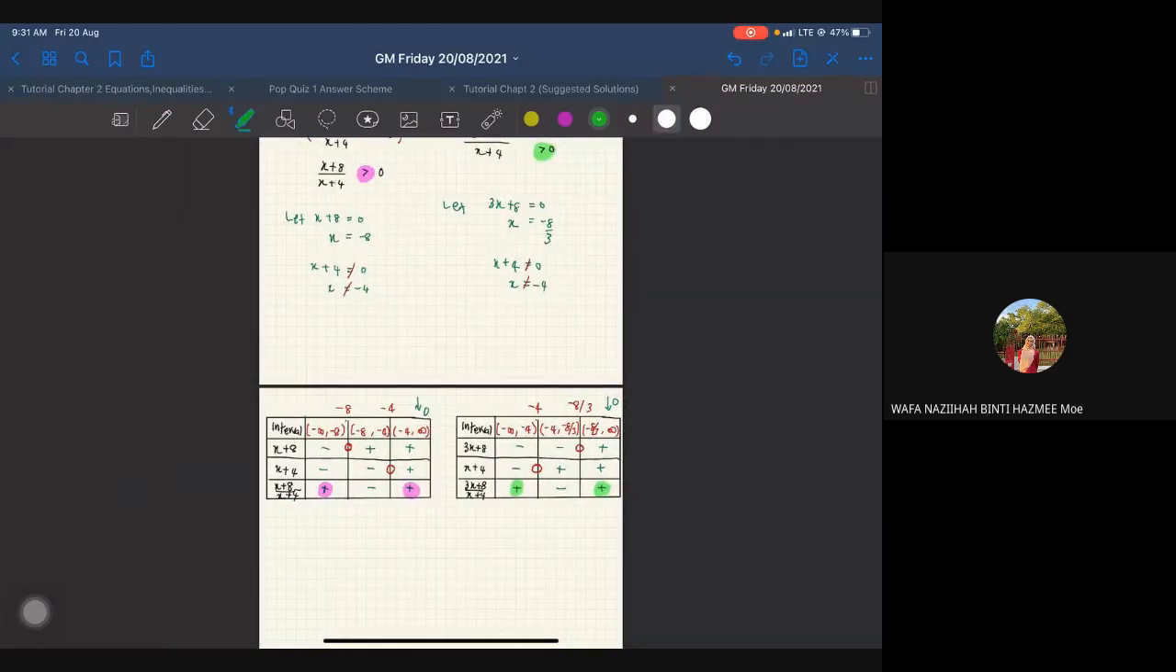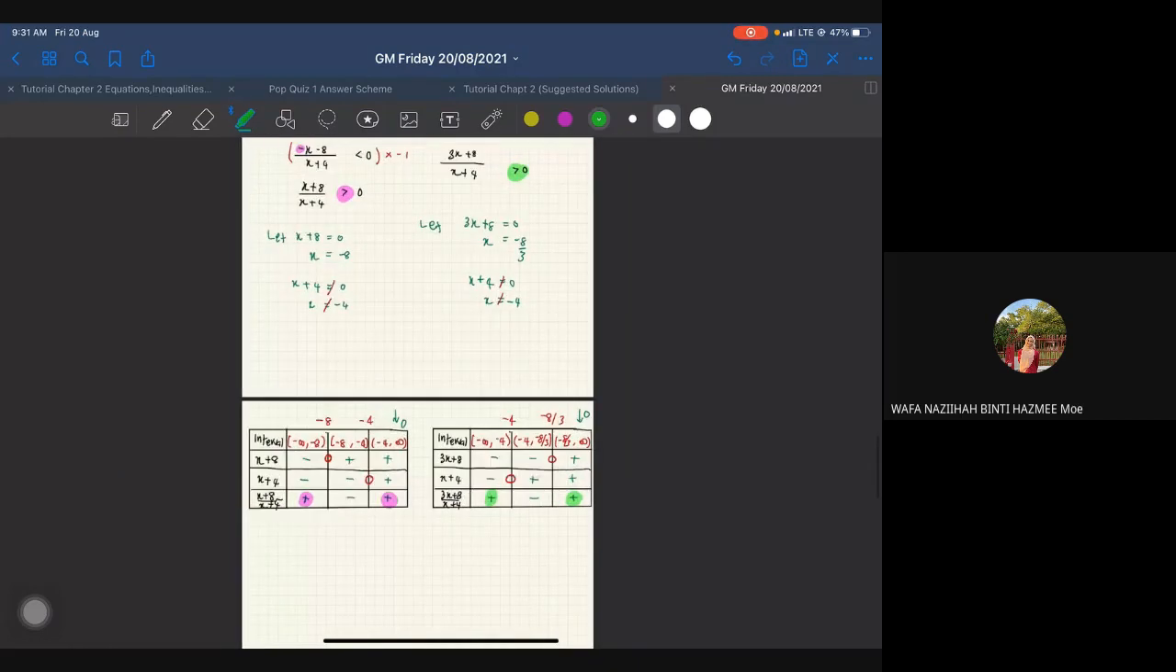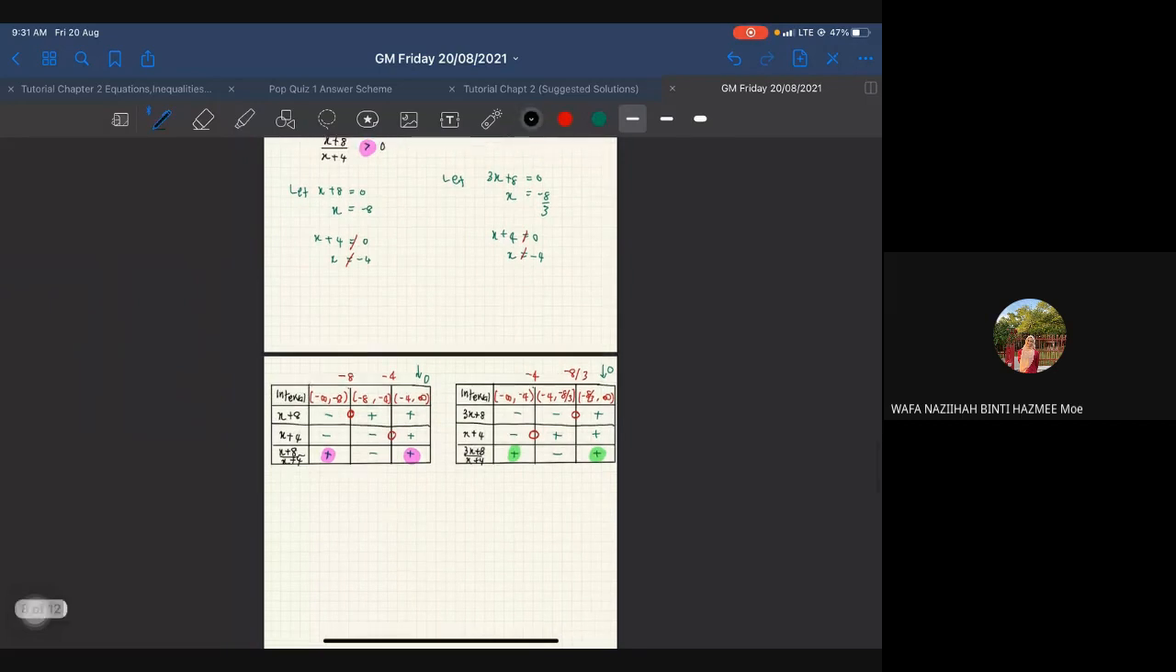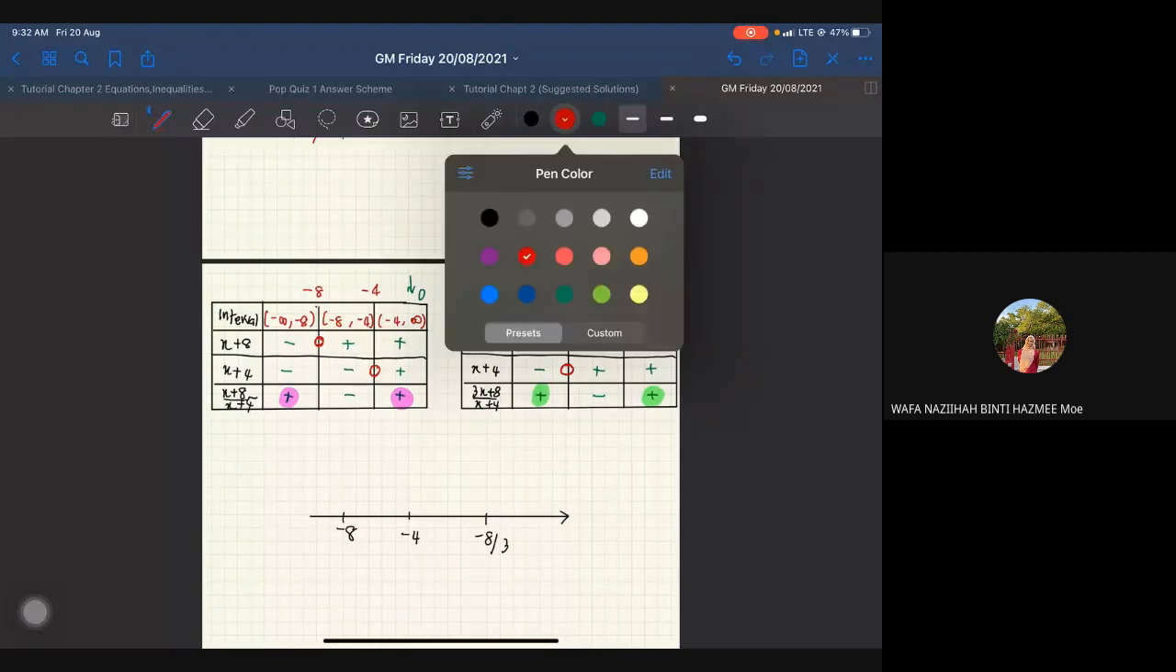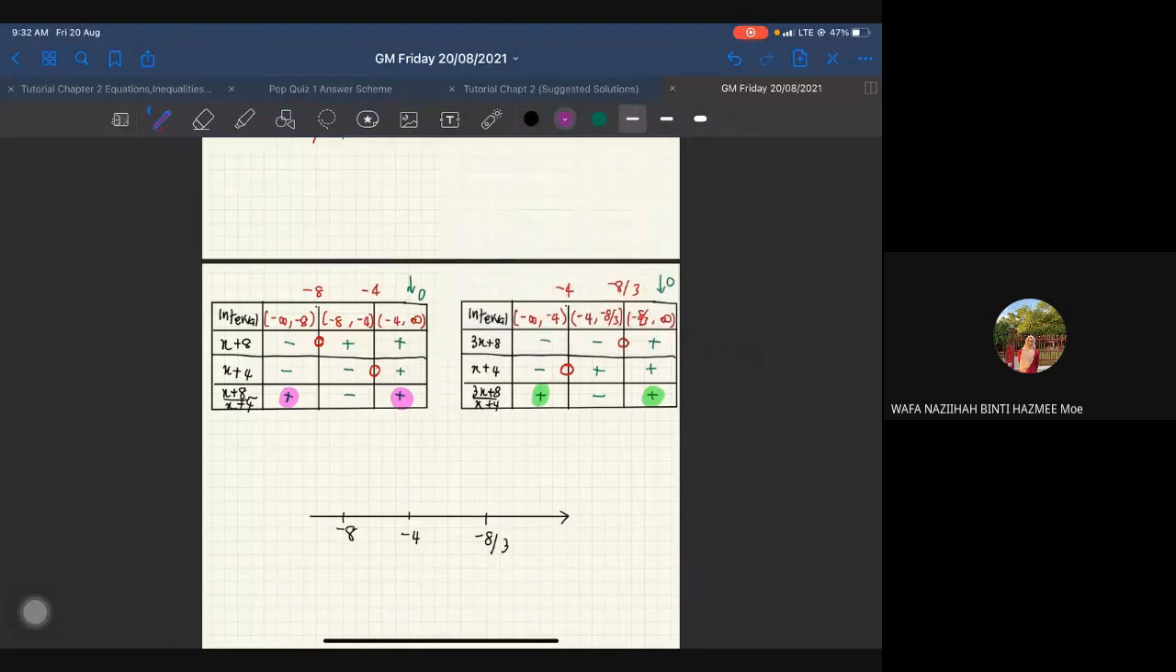Okay, and then the numbers involved are negative 8, the smallest, and then we have negative 4, and then negative 8 over 3. Okay, so awak lukis dulu yang sebelah kiri. So you will have from negative infinity to negative 8. So maksudnya dia daripada negative 8 dia bergerak ke kiri. Okay, and then you have negative 4 to infinity. So negative 4 dekat sini. So it is moving to the right.